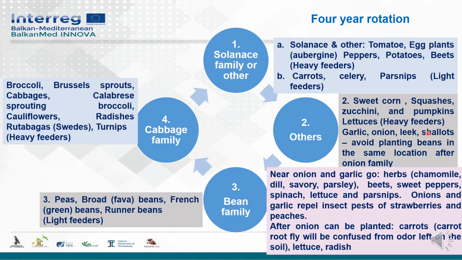From the other side, they leave the soil rich, especially with nitrogen. The fourth group is broccoli, Brussels sprouts, cabbages, calabrese, sprouting broccoli, cauliflowers, radishes, rutabagas, turnips, which are heavy feeders and is good to be used after.